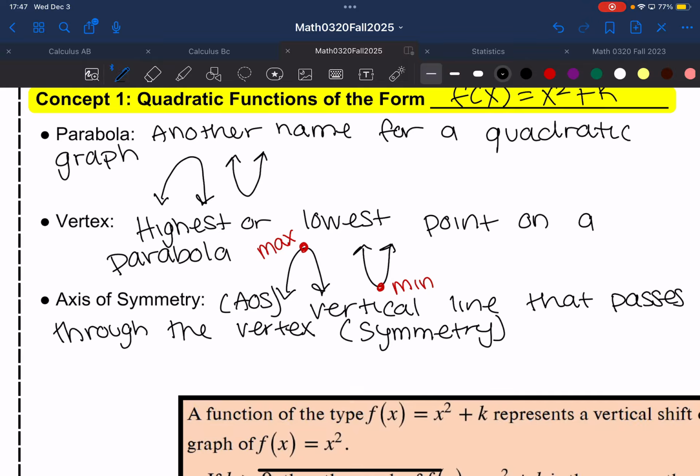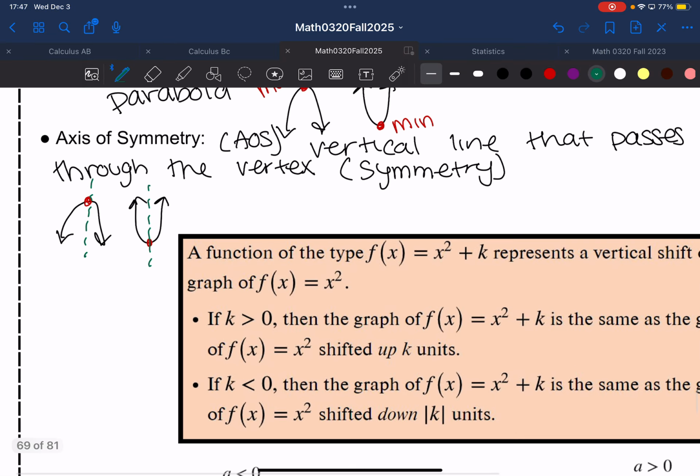If you were to see this as a diagram, we would have our parabola opening down and then opening up. We have our vertex, which is either the maximum or minimum value. And then we have our axis of symmetry, which is a line that goes through the vertex. If we were to take that line and fold that graph in half on that line, we should be symmetric on both sides. It should be even or the same on both sides.